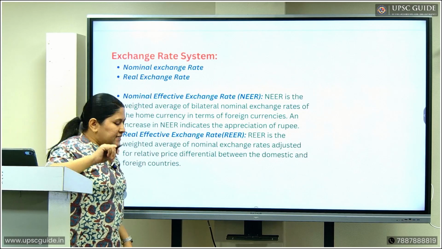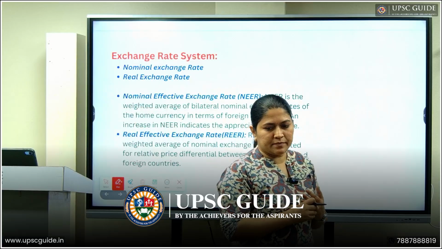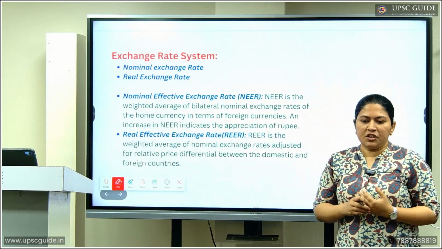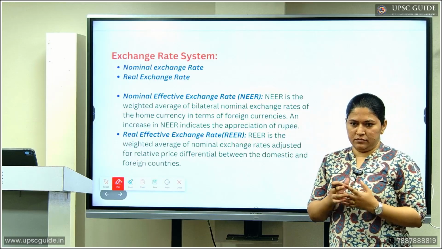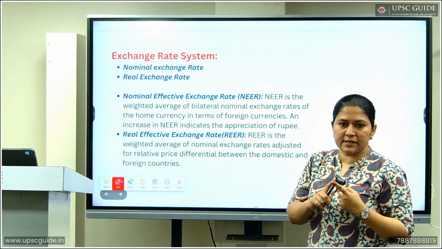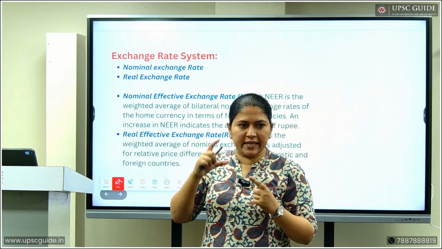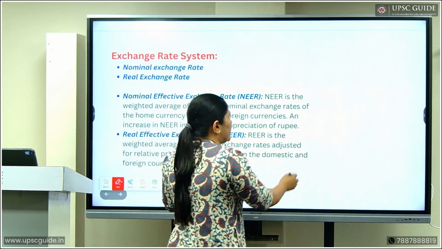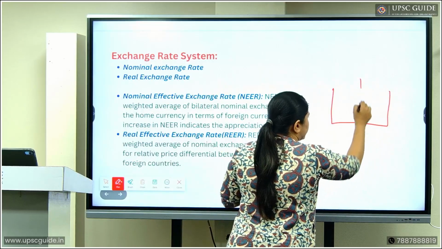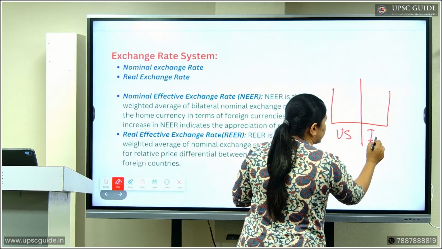Now coming towards our next topic, that is the exchange rate system. Whenever we need to trade with any other country, first we need to take into account the value of our currency versus their currency, right? So that the trade can be in a balanced situation. For example, here it is US, here it is India.